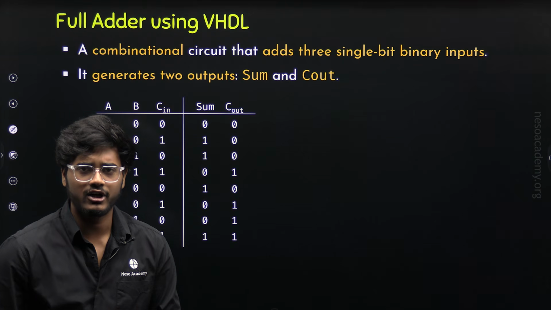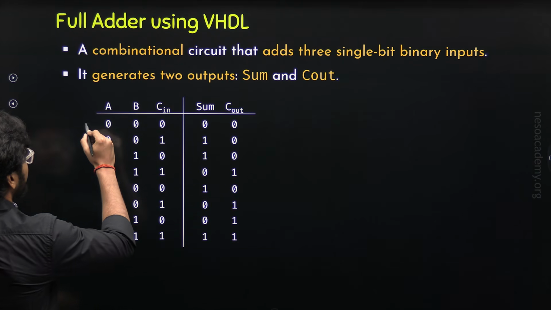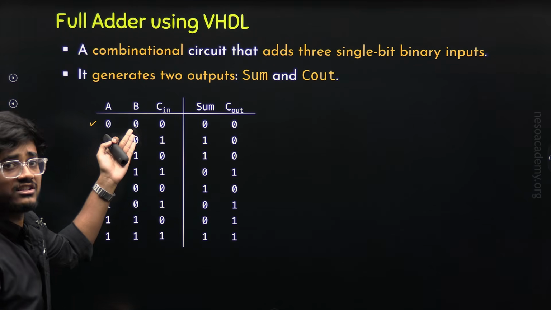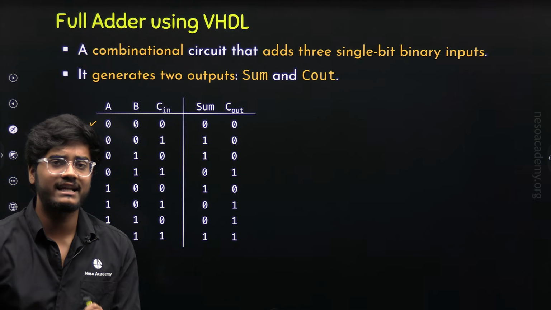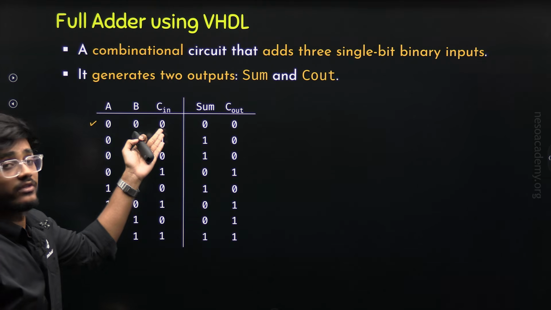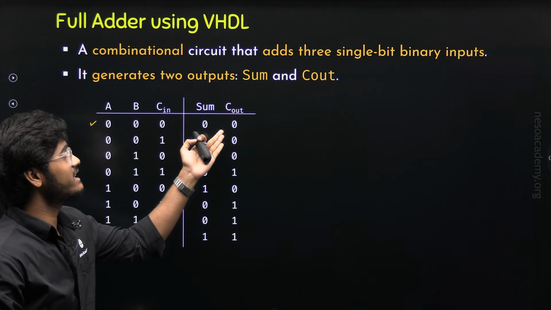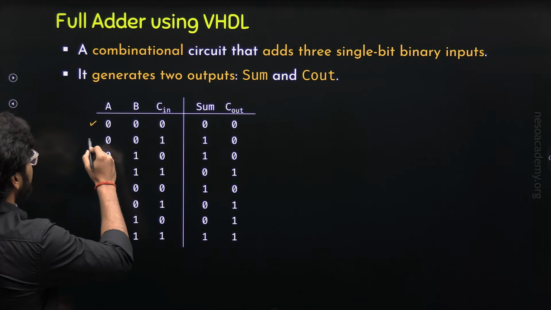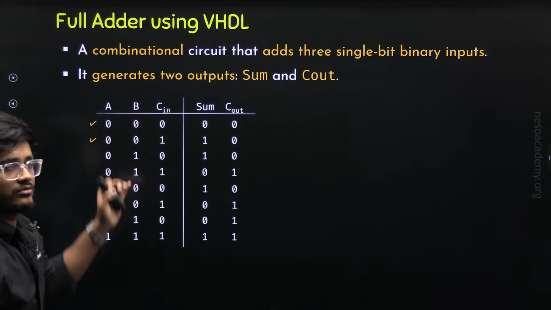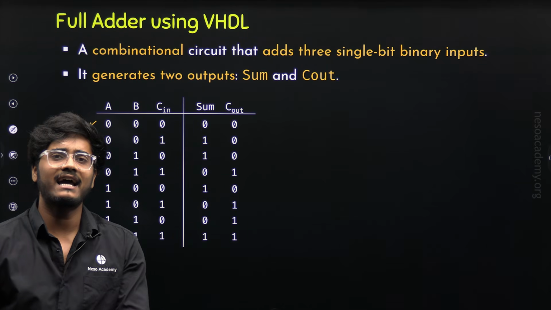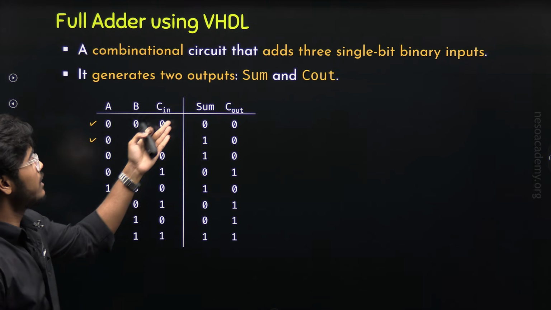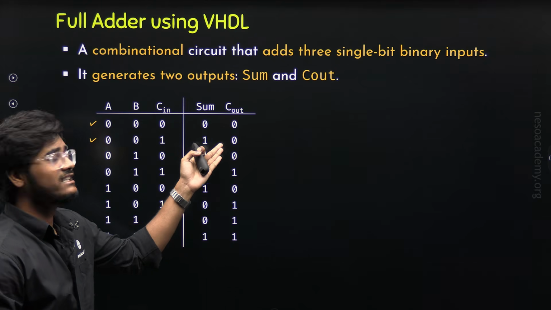Let's verify a few of the combinations. Let's verify the first combination, 0, 0, 0. So here, 0 plus 0 will give sum 0 and carry 0. Now this sum 0 plus this 0 will give final sum 0 and final carry 0. Let's verify the second combination, 0, 0, 1. So 0 plus 0 will give sum 0 and carry 0. Now this sum 0 plus this 1 will give final sum 1 and final carry 0.